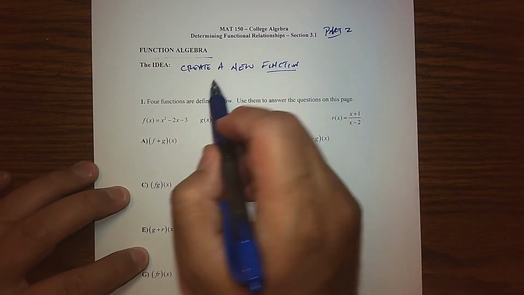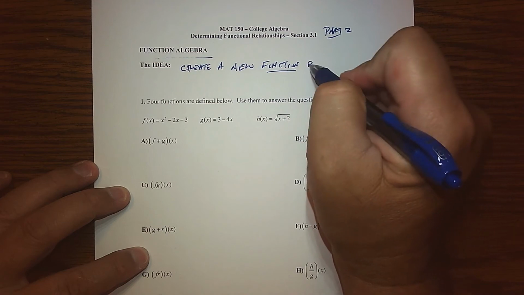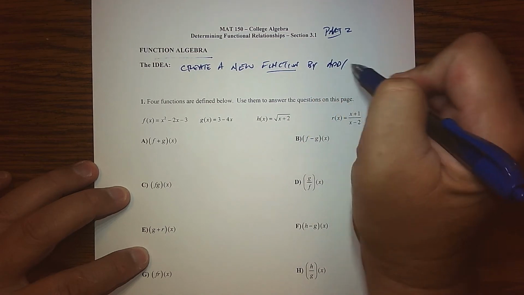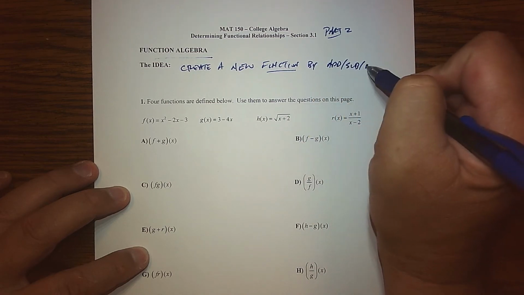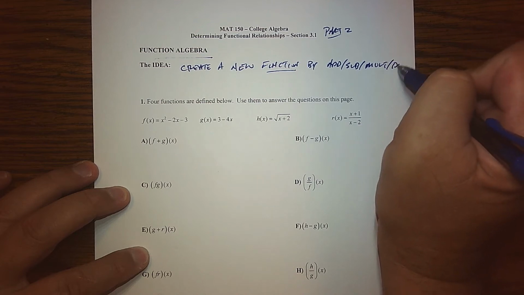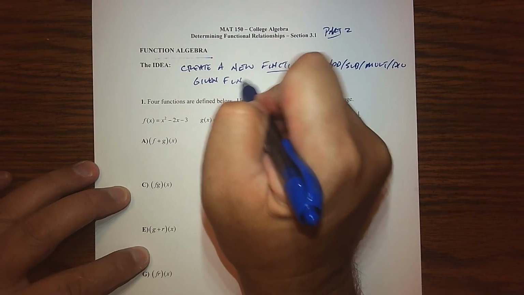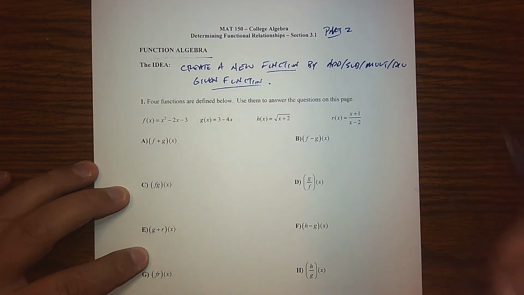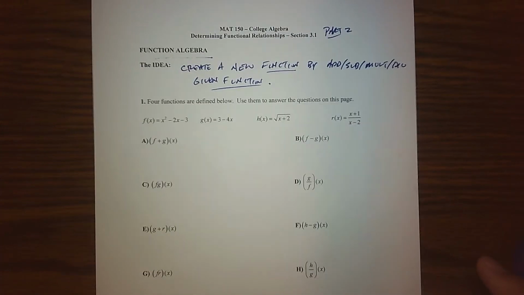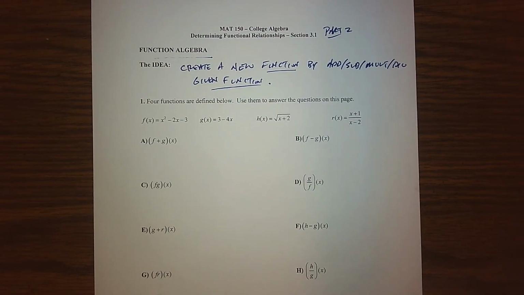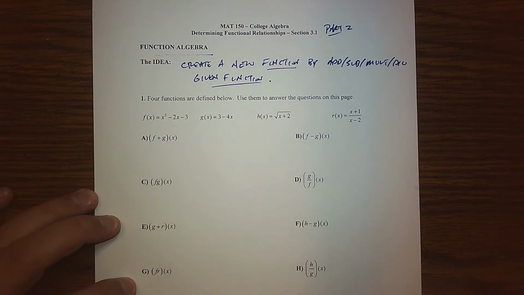So the same thing with the function. We're going to create a new function by either adding, subtracting, multiplying, or dividing given functions. So that is what I playfully call function algebra. We're basically creating a new function by adding or subtracting or multiplying or dividing the ones that I have. And of course, then we can talk about domains and all that other good stuff. So for starters, though, here's the notation.